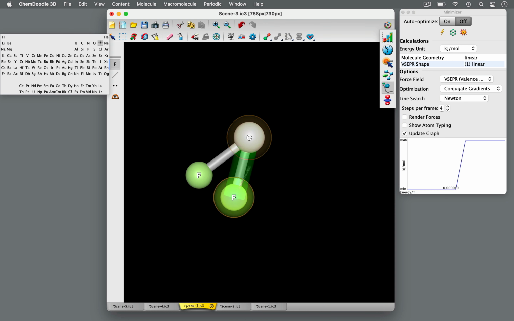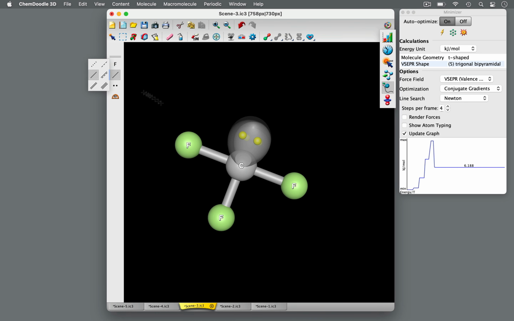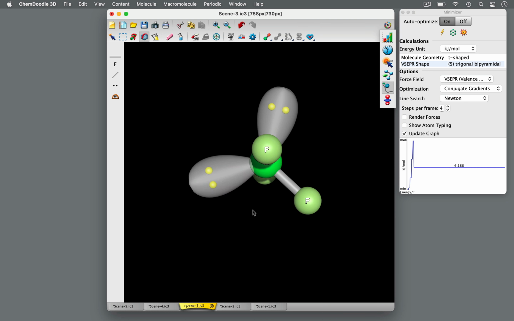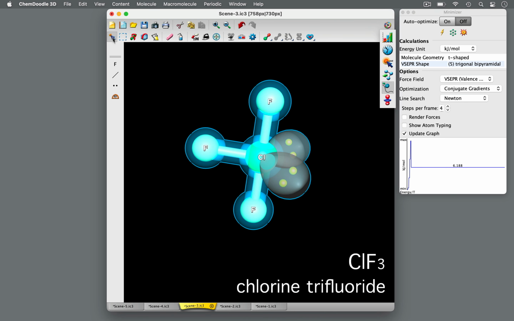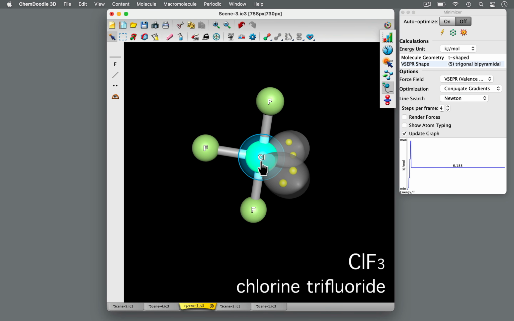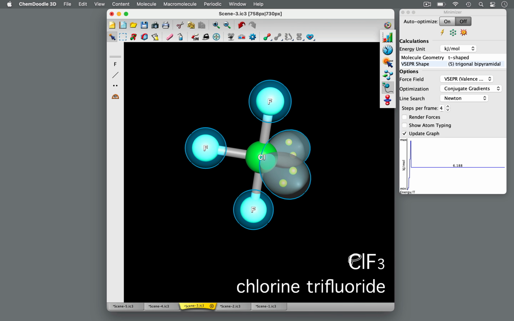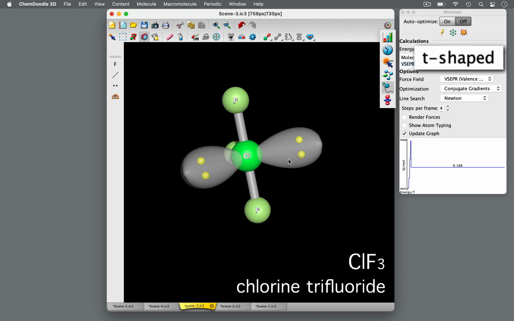What if there were 2 lone pairs? In chlorine trifluoride, chlorine is the central atom. There are 3 atoms of fluorine attached and 2 lone pairs, totaling 5 regions of high electron density. This molecule adopts a T-shaped molecular geometry.